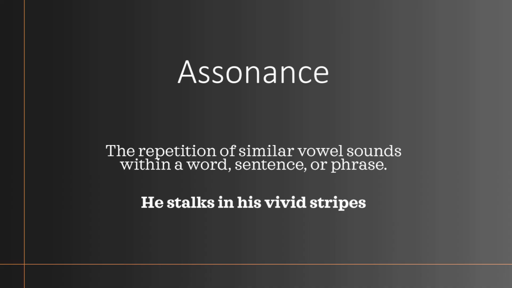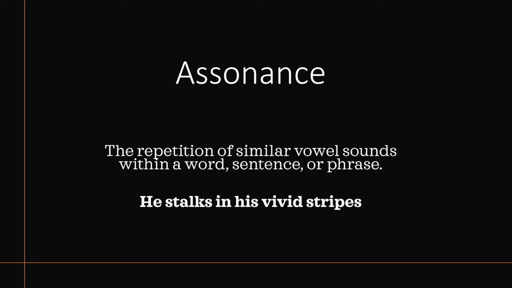The next literary device is assonance. Assonance is the repetition of similar vowel sounds within a word, sentence or phrase. So here in this line, "He stalks in his vivid stripes," the sound of I is very prominent. You can find that sound in his, vivid, stripes, everywhere in this line. So this is a very good example of assonance.